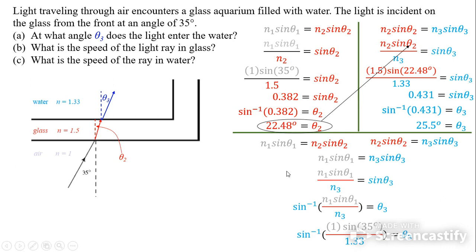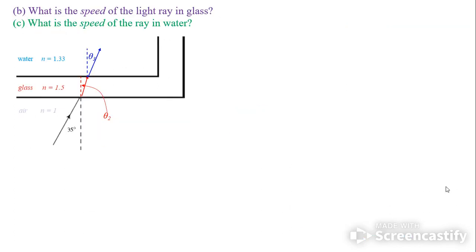I encourage you to do this second strategy because it does save a little bit of time. But whatever you're comfortable with, if you want to go from one medium to the next and then from that next medium to the third medium, that's up to you. All right, for part B, it asks what is the speed of the light ray in glass.